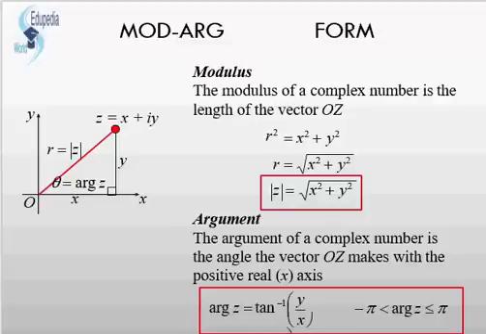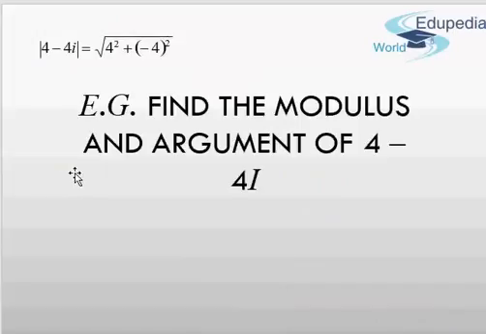Secondly, it has something to do with the direction of the angle, which I will explain to you with the help of an example. Let's take an example. We have this question over here: find the modulus and argument of 4 minus 4i, that is, negative 4i is the imaginary part and 4 is the real part.